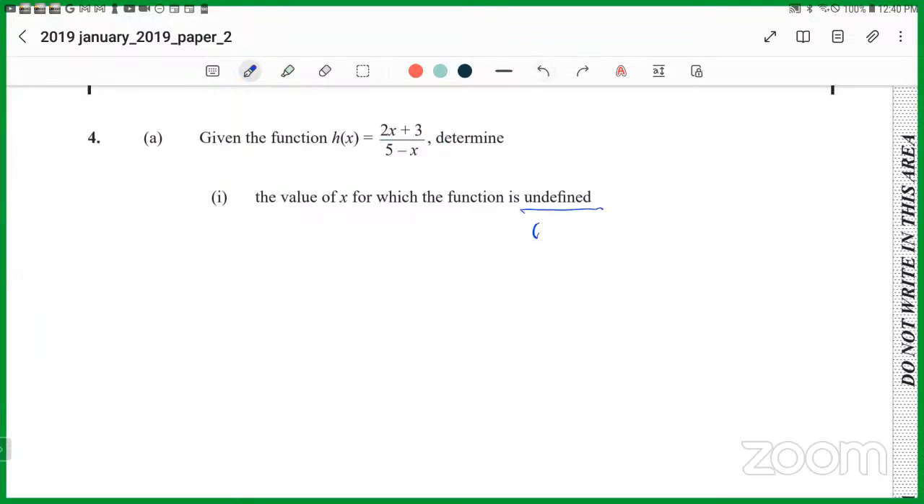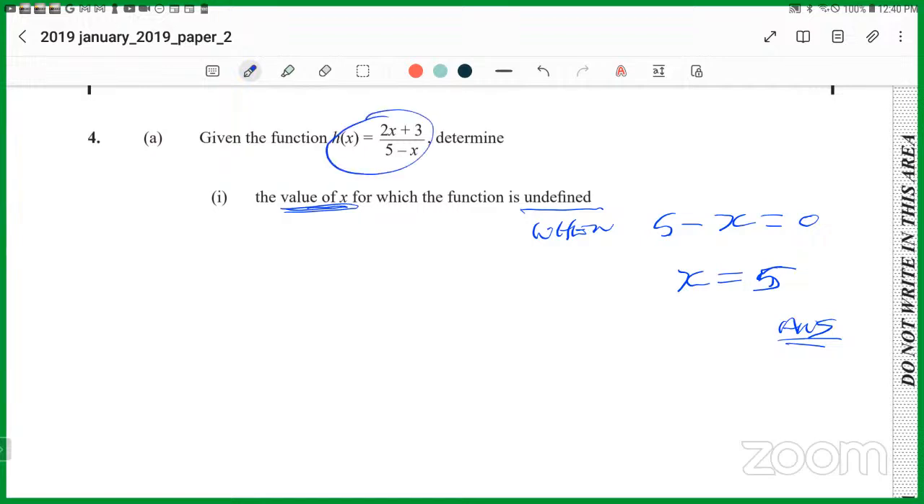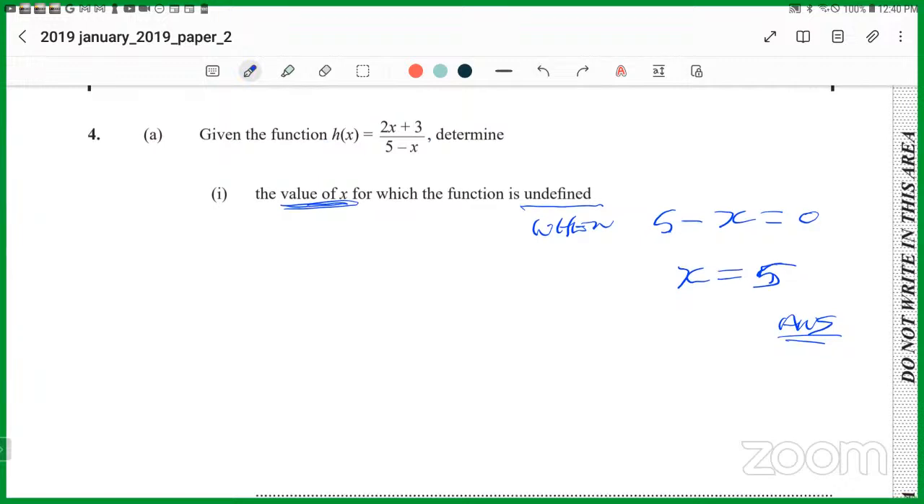All right, undefined when 5 minus x becomes equal to 0. That is when x equals 5. That's the answer. Find the value of x. That value of x is 5, to make the function undefined. In other words, 5 cannot be in the domain. The function cannot work when x equals 5, as it will make the function undefined. That's the answer. Nice and easy.